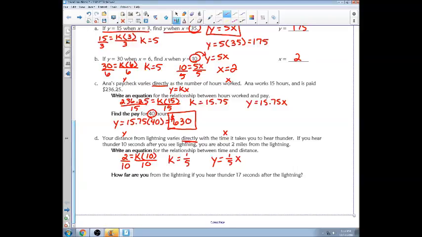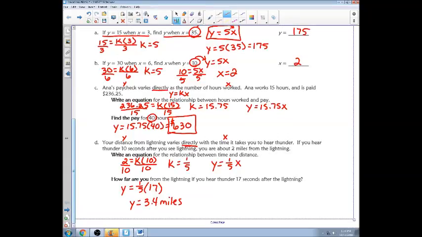Okay. How far are you from the lightning? Again, distance was our y value. If you hear thunder 17 seconds after the lightning, I need to find my y value by taking 1 over 5 times the 17. So my distance will be 3.4 miles. All right, now that we're done with that problem, let's go ahead and move to the back.